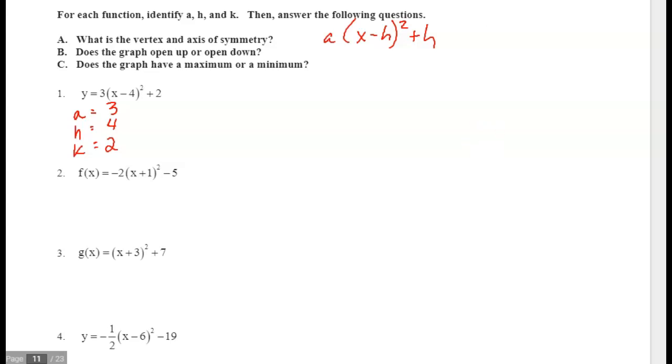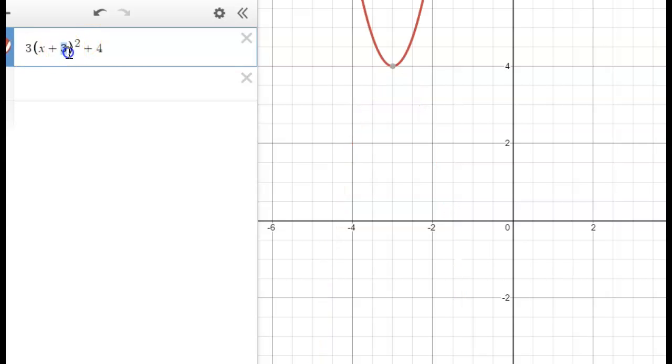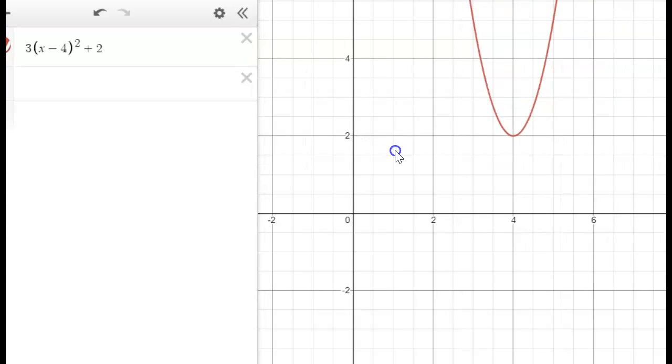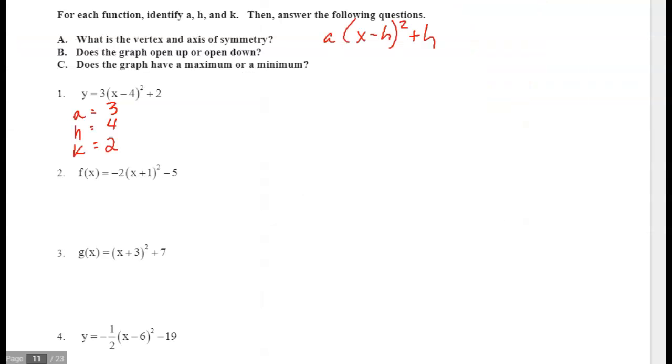I can confirm that real quick if I do 3 times the quantity x minus 4 squared plus 2. So 3, 4, and 2. And so again, you'll notice that we went over 4 spots to the right and up 2. If we come back over here, that makes sense.